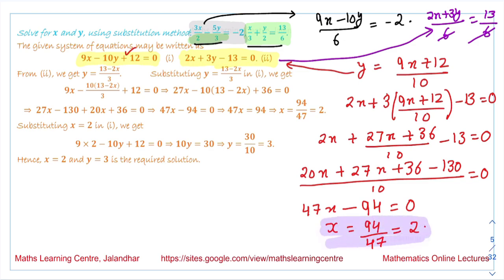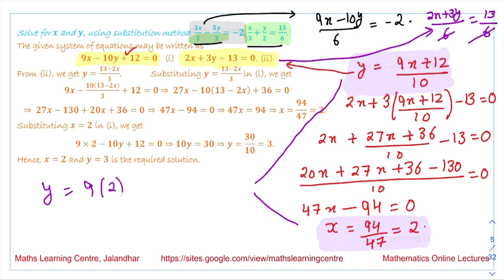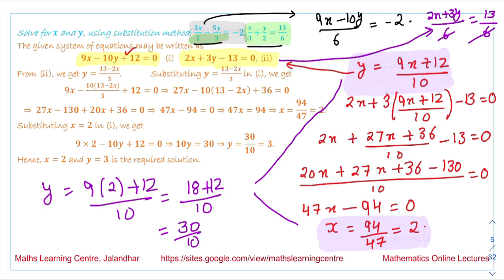Now we substitute this value of x, x is equal to 2, in this equation over here, and the answer we obtain is y is equal to 9 into 2 plus 12 over 10. So it is 18 plus 12 over 10, that is equal to 30 over 10, that is equal to 3. This is the value of y we have, this is the value of x we have. So this is our answer.